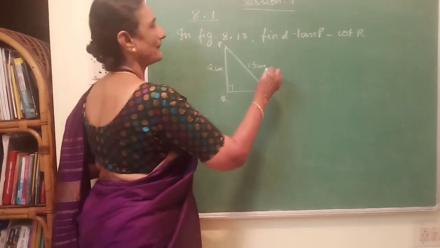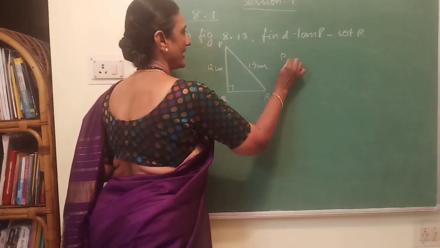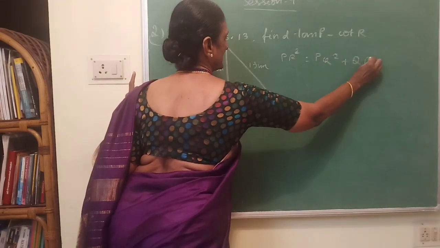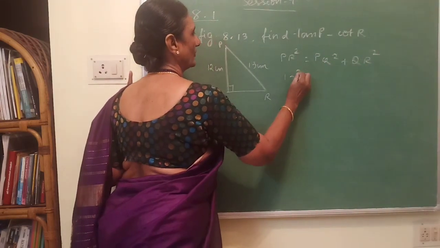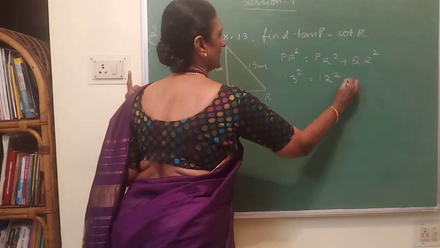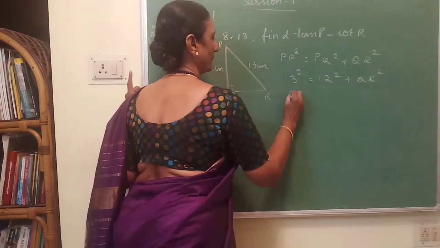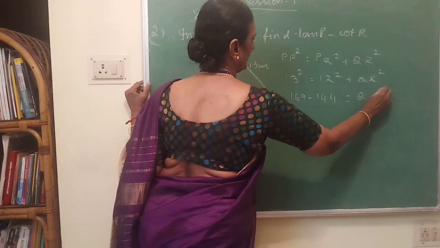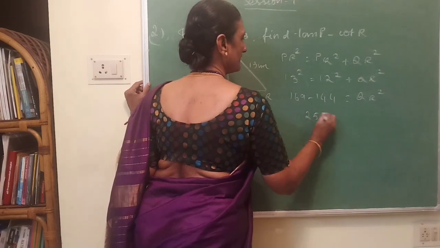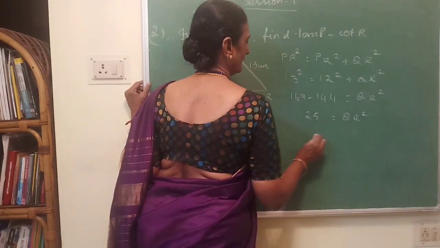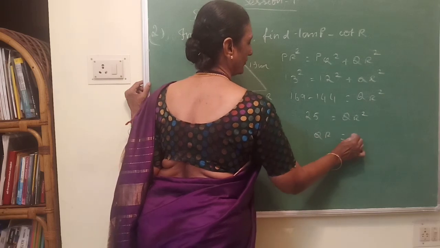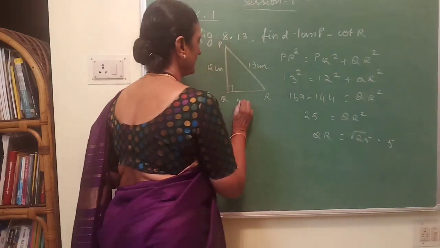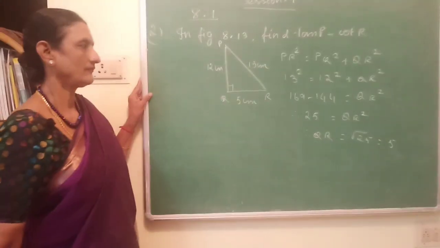Okay. So, apply Pythagoras theorem for it. PR square is equal to PQ square plus QR square. That is 13 square is equal to 12 square plus QR square. Therefore, 169 minus 144 is going to give you the value of QR square. 25 is equal to QR square. Therefore, QR is square root of 25. So, that gives a value 5. Therefore, I am marking QR as 5 centimeters.